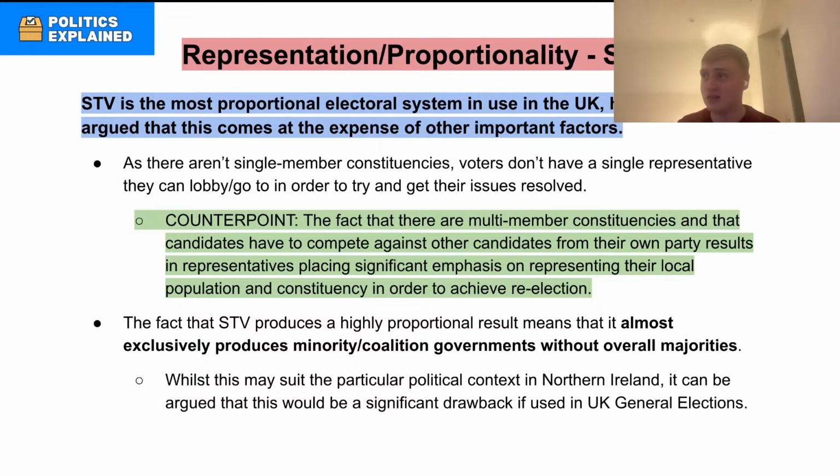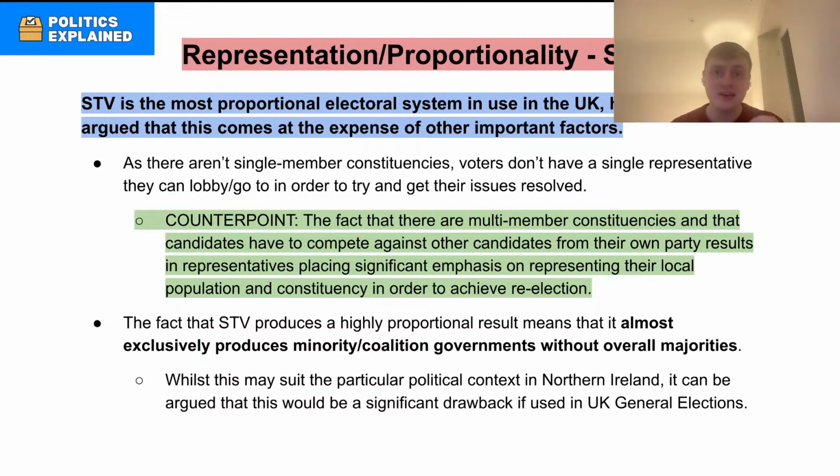Counterpoint, though, this is quite a complicated counterpoint. You don't have to use it, it's just if you're looking for the top of that A star. You could argue that the fact there are multi-member constituencies and the candidates have to compete against each other, including against candidates from their own party, to win the next election and to be elected again, means that actually they're more likely to make an effort to try and represent people in that multi-member constituency. That's a small counterpoint you could use.